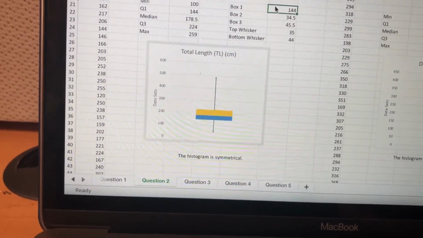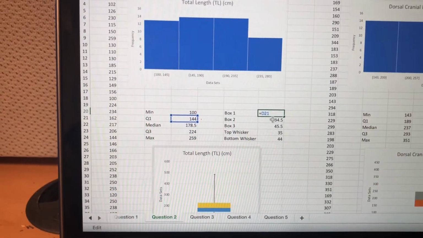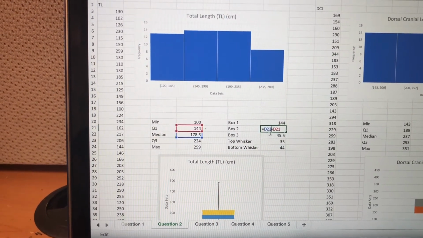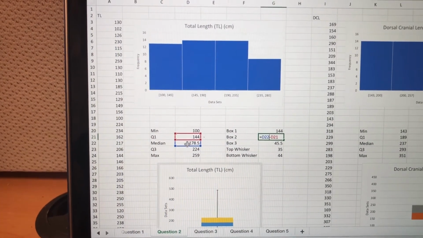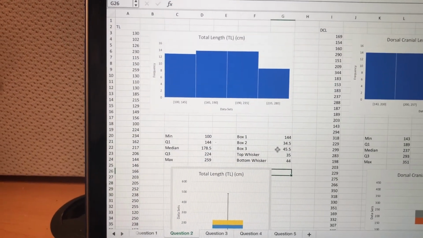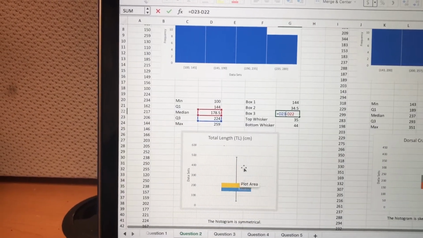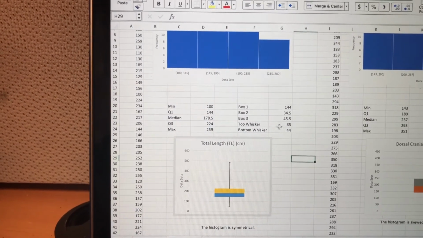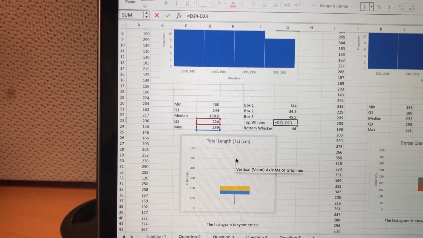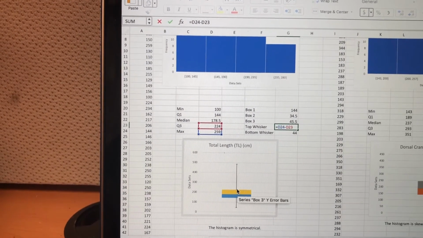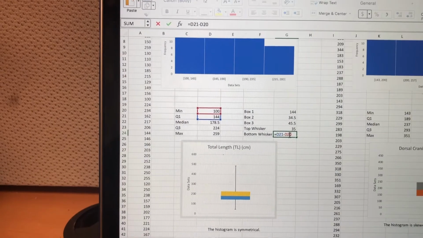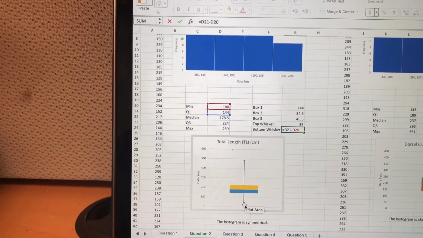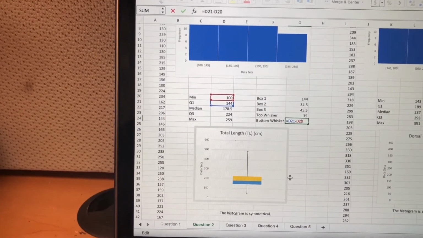And then for the boxes, the box 1 is going to be the invisible box. So box 1 is going to be just quartile 1. Box 2 is going to be the median minus quartile 1, and box 3, or the upper box, the yellow right here, is going to be the Q3 minus the median. In order to get the whiskers, you do the max, which is somewhere up here, minus quartile 3 for the top whisker, and for the bottom whisker, you do the Q1, which is right here, minus the minimum, which is right here, to get how far your error bars are going to go down.